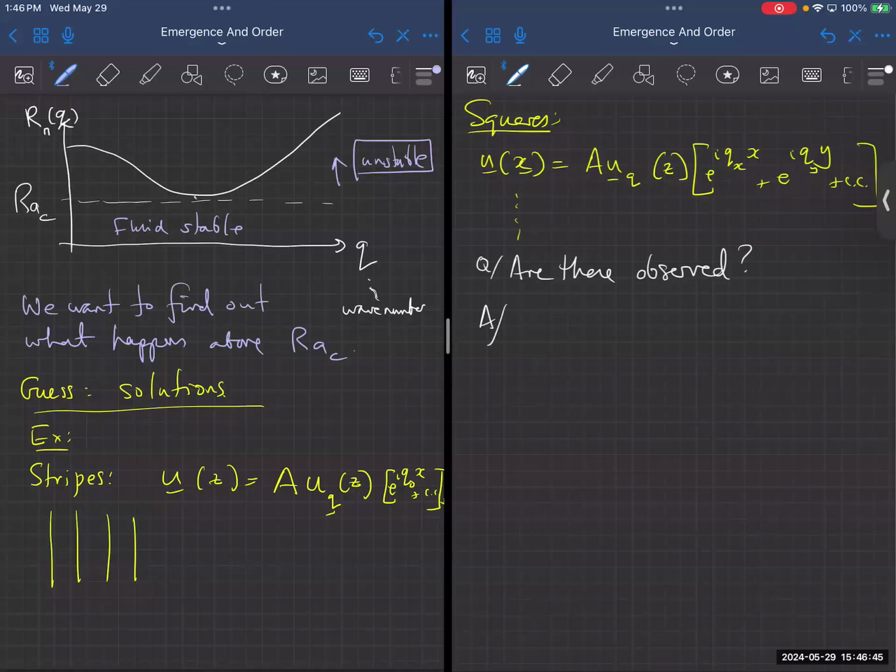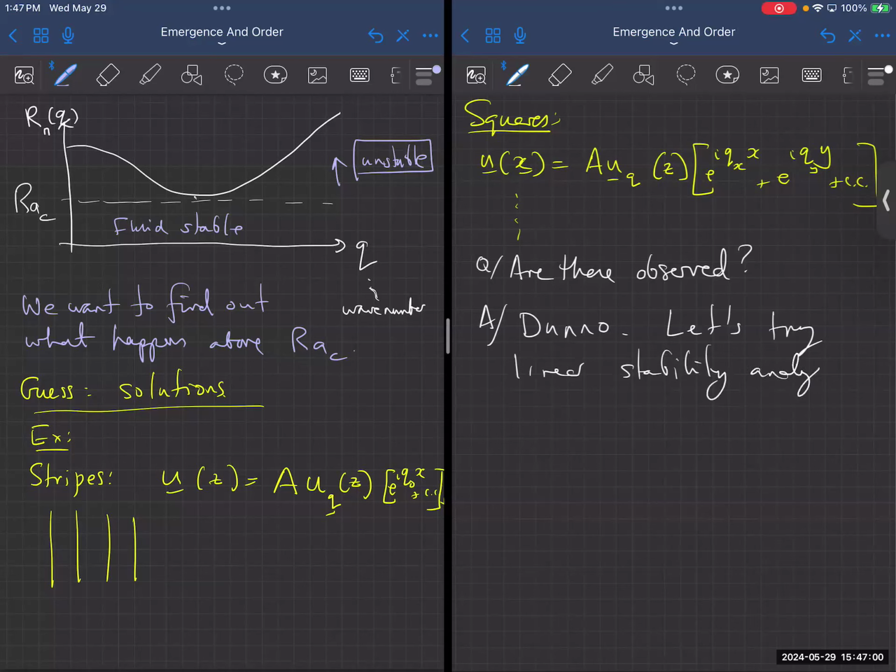So the answer is, I don't know. Let's try the only thing that we know how to do, which is linear stability analysis. So what you do is you take these states, you plug them into the equations of motion. You find out the values of the wave numbers that can satisfy those states and can make the system stationary. Then you look at their stability. Of course, you can't do this analytically because it's way, way too complicated. So you have to do it numerically.